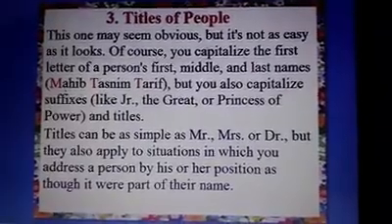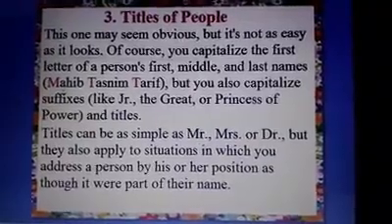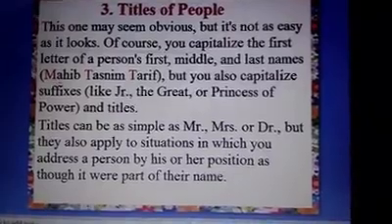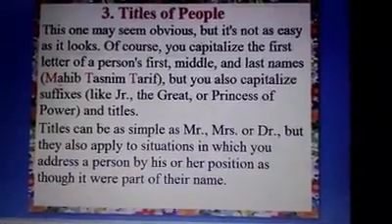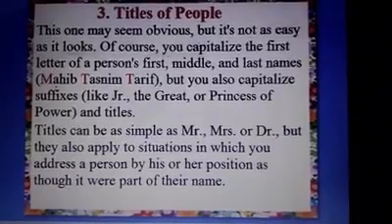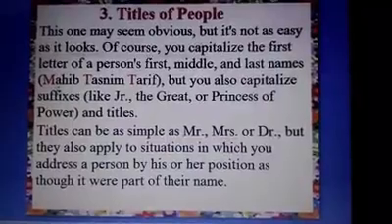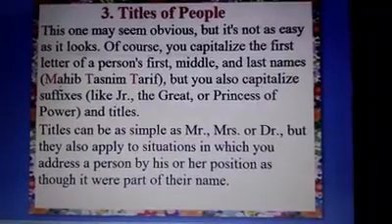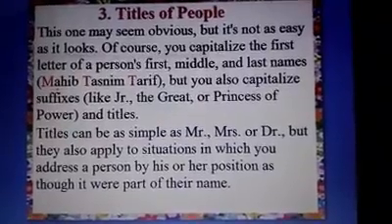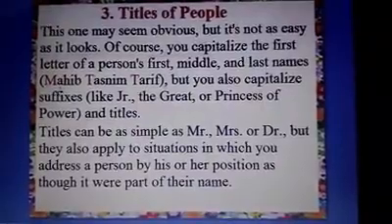Rule number 3, titles of people. This one may seem obvious, but it's not as easy as it looks. Of course, you capitalize the first letter of a person's first, middle, and last names. Look at this line: Mahib Tasnim Tarif. But you also capitalize suffixes like Junior, the Great, or Princess of Wales, and titles. So the name Mahib Tasnim Tarif is one name with 3 parts, 3 words. Each of the words starts with a capital letter.